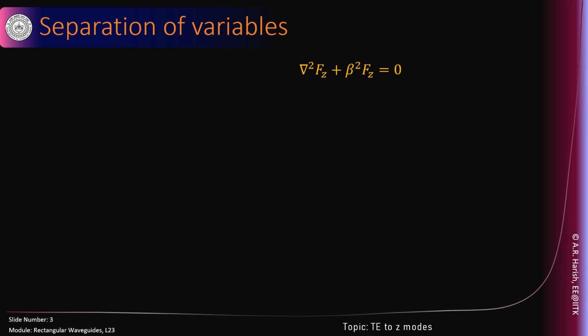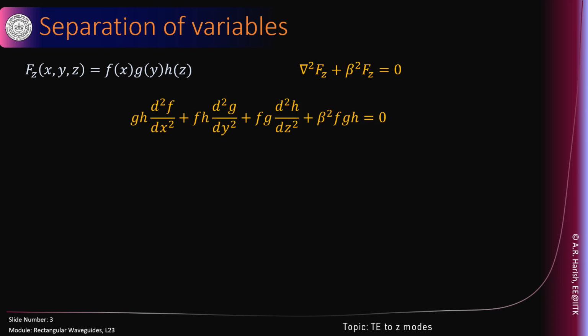So the approach that we are going to follow is separation of variables, where Fz is represented as a product of a function of x, f of x, a function of y, g of y, and a function of z, h of z. We have done this, substituted this in the equation del square Fz plus beta square Fz equal to 0. And you expand del square in rectangular coordinates as del 2 by del x square plus del 2 by del y square plus del 2 by del z square. And since g and h are not functions of x, they come out of the first term. Similarly, fh comes out of the second term and fg comes out of the third term, and so on.